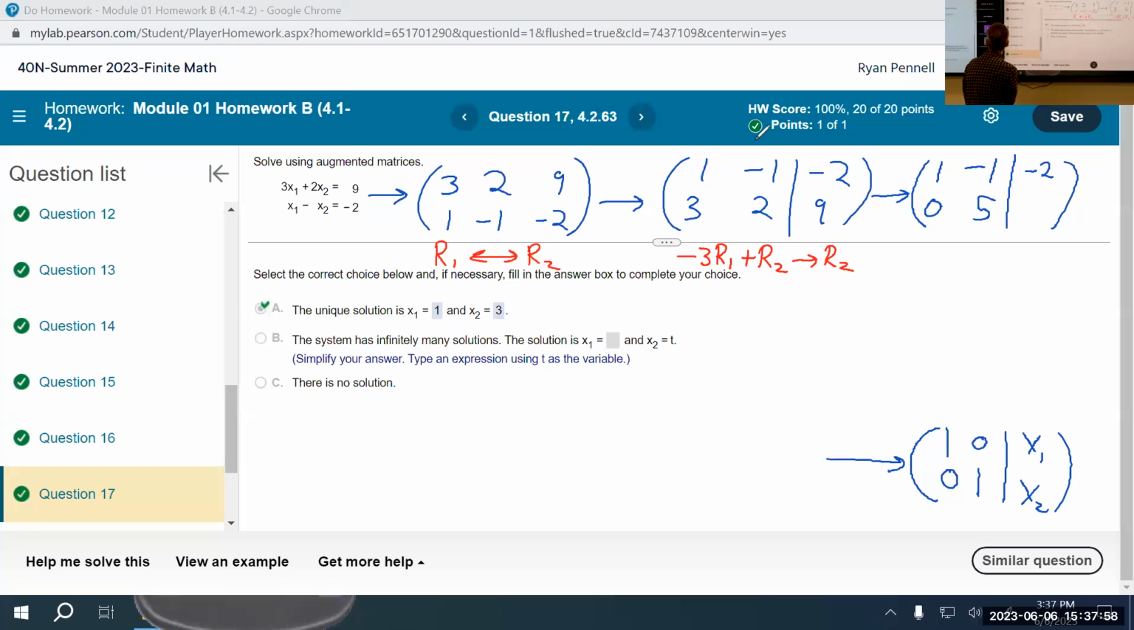Do the same thing with the last column. -3 times row 1, -2, so that gives me +6. And +6 plus 9 is 15.